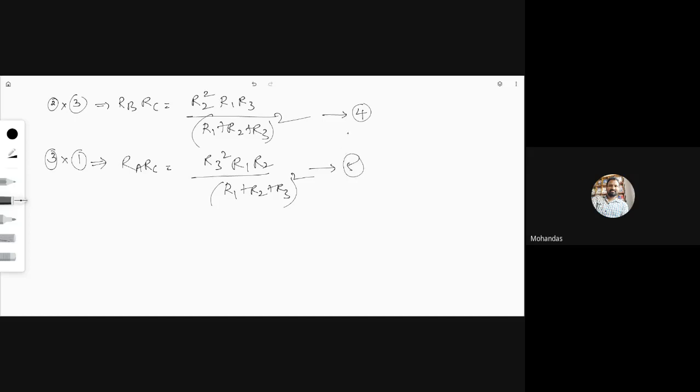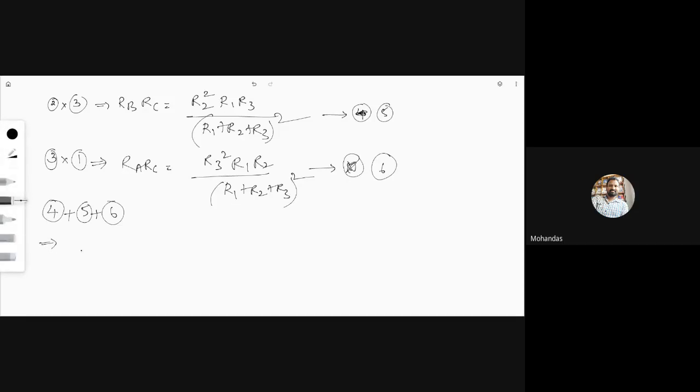So this is equation 4 and equation 5, and this is equation number 6. Now we have the equations 4, 5 and 6. Now I am going to add these equations, 4 plus 5 plus 6.